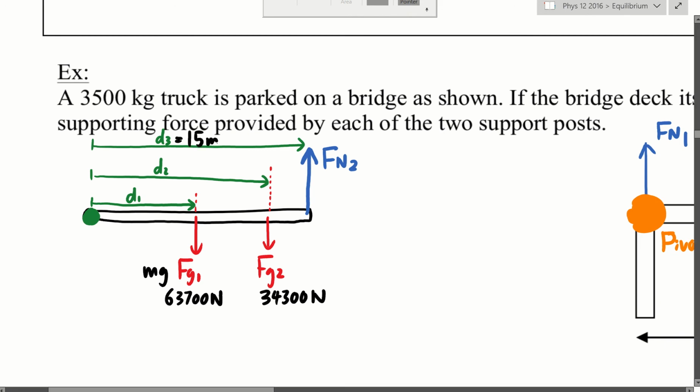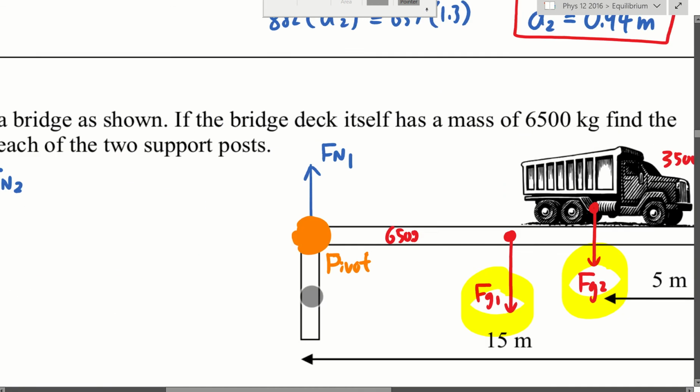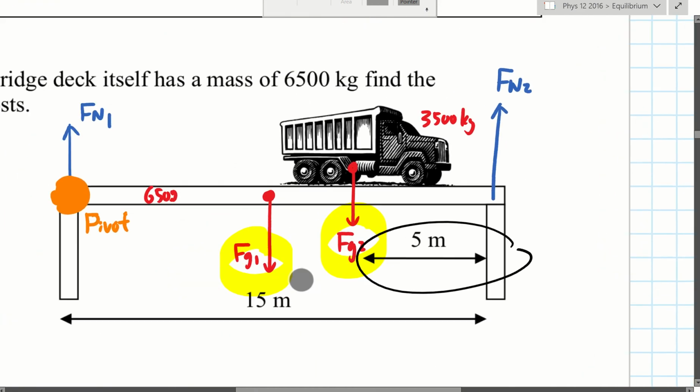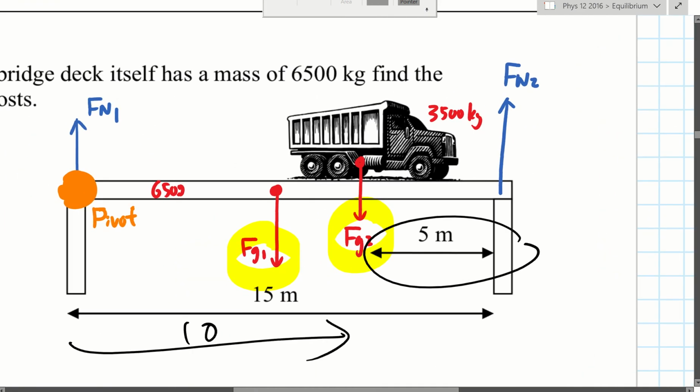15 meters. How about D1? Half of the beam, center of mass, right? 7.5. How about D2? D2 is 10. Yeah, you can see it, because the other side is 5. On this picture right here, this side is 5. So that leaves this side as 10. Together is 15.